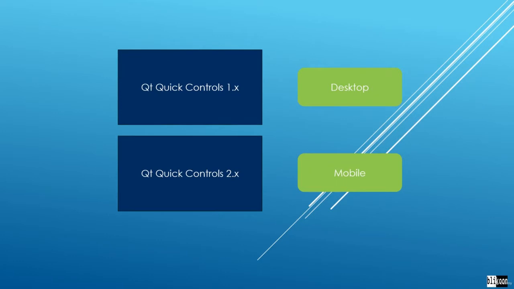There are two versions of Qt Quick controls you need to be aware of. Qt Quick Controls 1 series were targeting desktop devices. They were used a long time ago, and they are on their way of being deprecated. What you should use now is Qt Quick Controls 2, which are more performant on mobile devices. And if they are performant on mobile devices, they should also be performant on desktop devices. So if you can, use Qt Quick Controls 2.